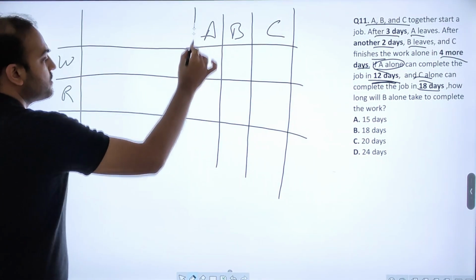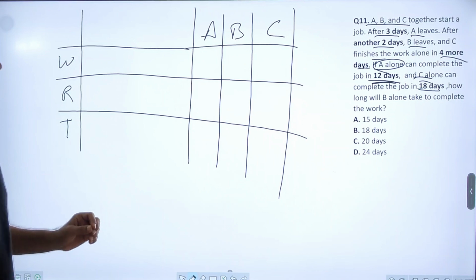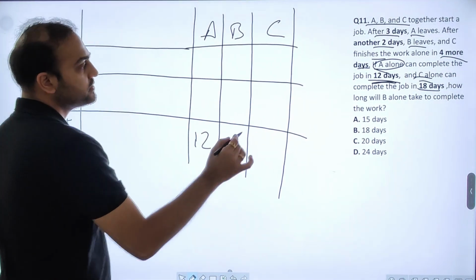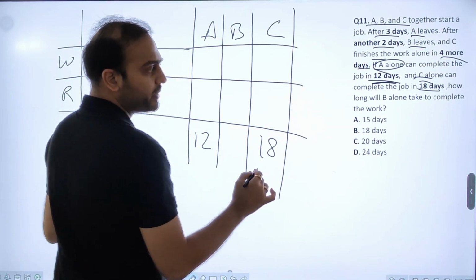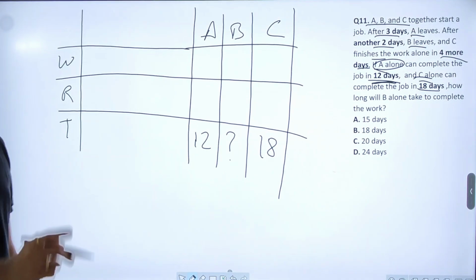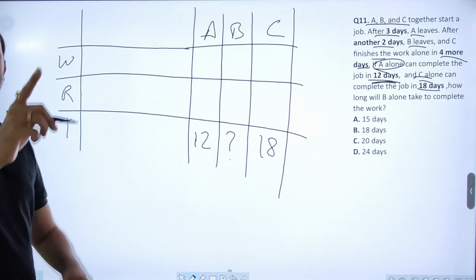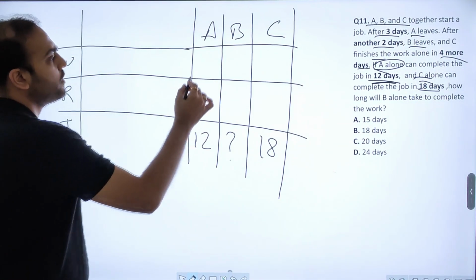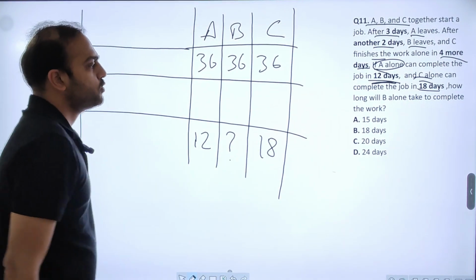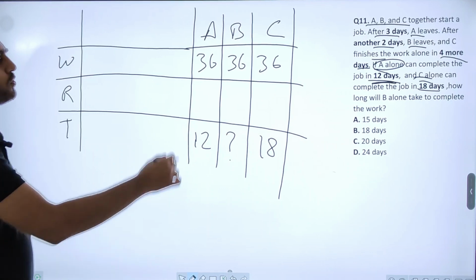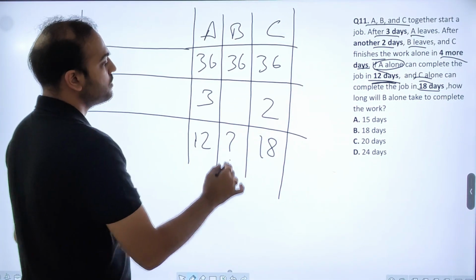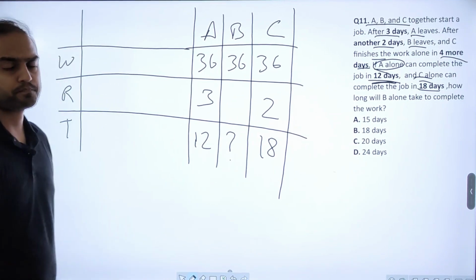Now we'll change our thought process a little bit. I know A alone can do the whole job in 12 days. C alone can do the whole job in 18 days. B's time I need to find. We'll take the same value of work as before so that there is similarity or symmetry in the two questions. I know rate of A is 3. I know rate of C is 2. Rate of B I don't know.